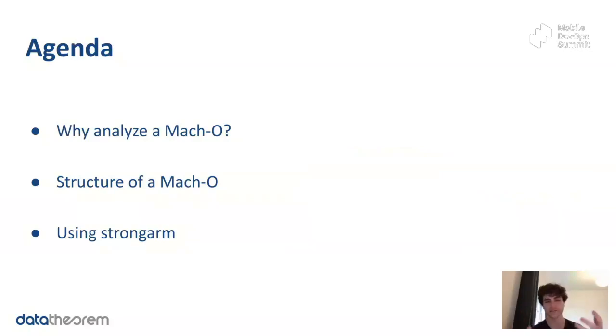So we're going to take a look at a few aspects here. We're going to ask the question, why bother analyzing a Mach-O? What can you find? We'll take a look at the structure of a Mach-O. And then finally, we'll see how this tool, Strongarm, that I made can help with that task.